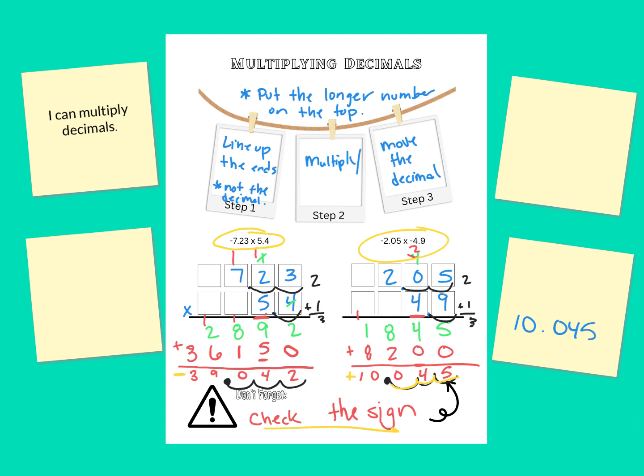Or on this one to the left we would say negative 39.042. We don't need to show the moving the decimal lines. We just do that to help us figure out where it's going to be.